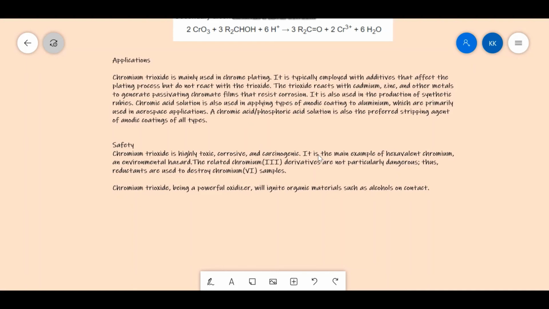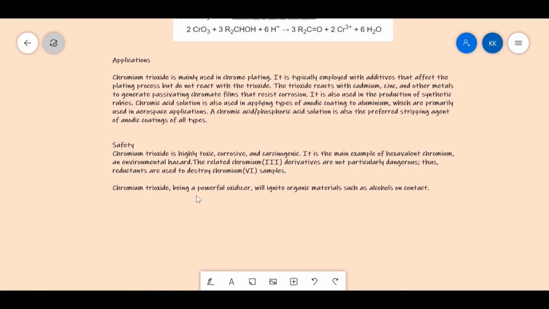So due to these harmful properties of chromium 6, when we need to destroy them, we use reductants to convert them into chromium 3 derivatives. Gain of electrons is reduction. So you can clearly see electrons are being gained, as from the +6 state it came to a +3 state. So 3 electrons are gained in this process.